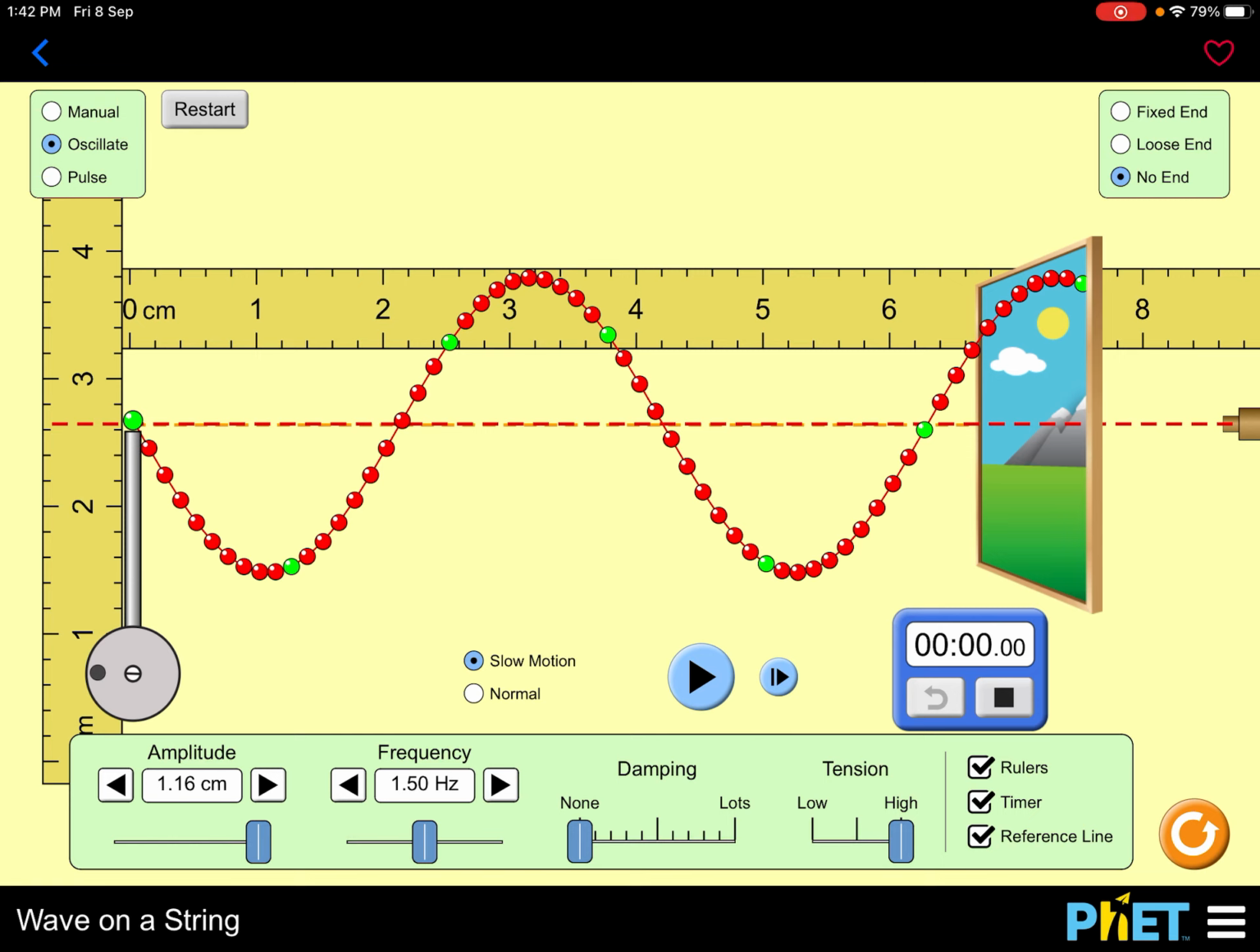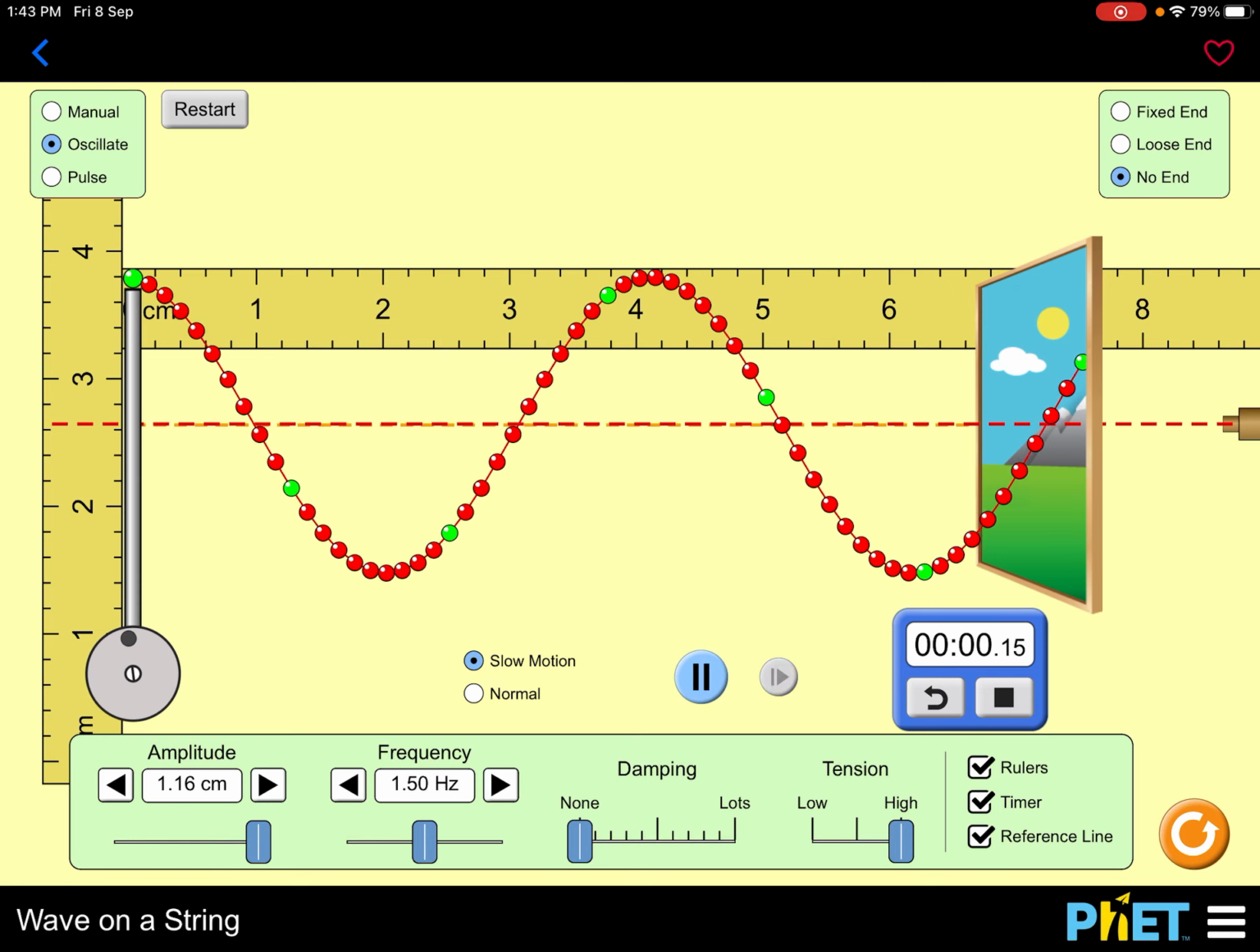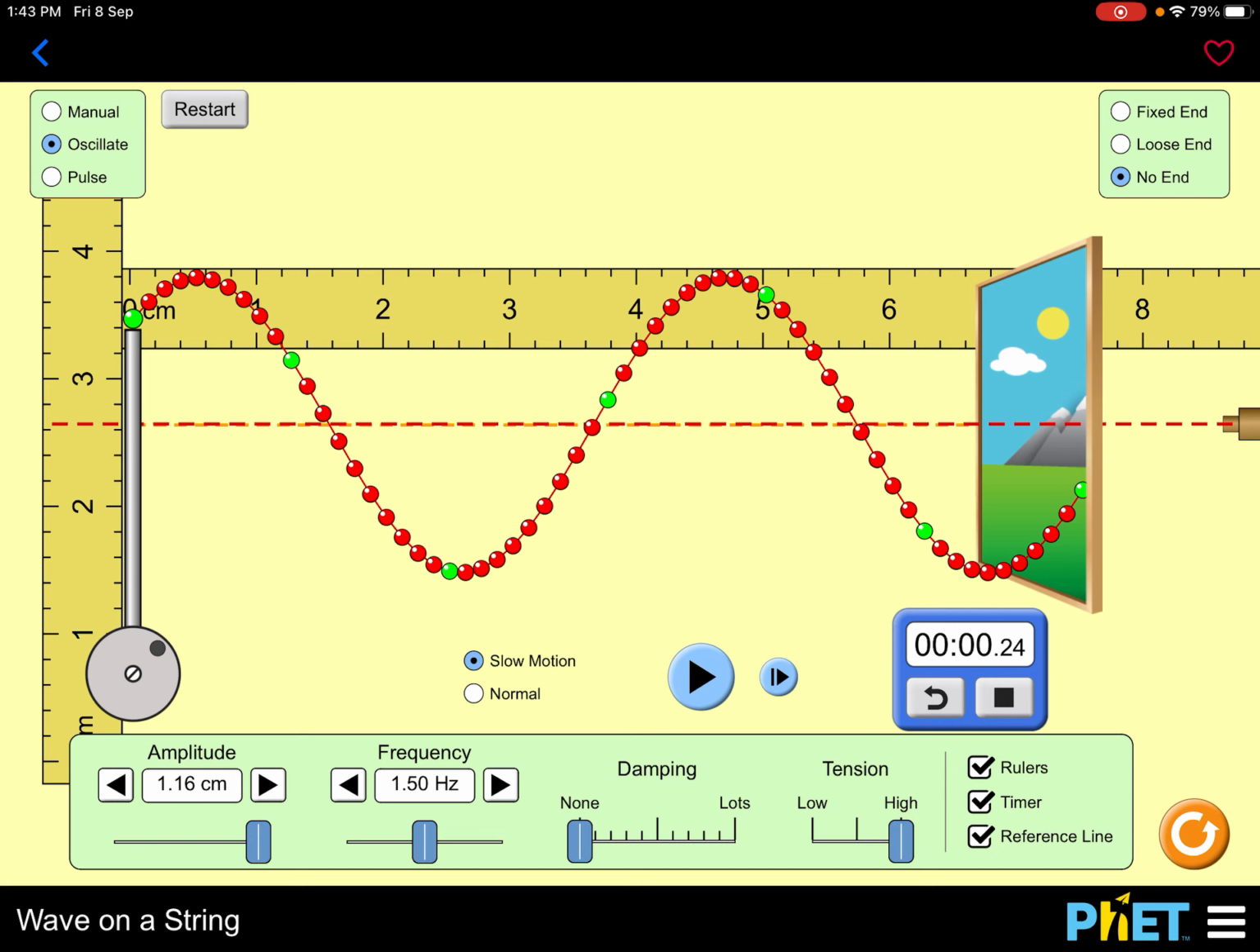Now the timer is at 0.00 seconds, and the crest is over here. If you read, it's about 3.1 cm. So now I play it. At 0.24 seconds, the crest has now moved to 4.7. So how much has the wave moved?